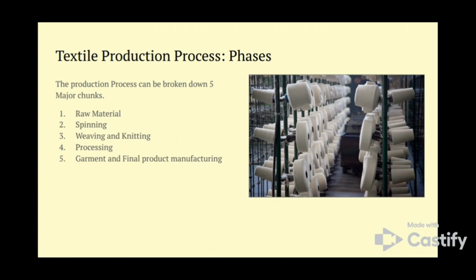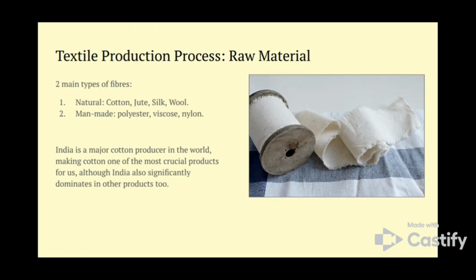First is raw material, then spinning, third is weaving and knitting, after which processing, and lastly garment and final product manufacturing. Starting with raw material, it can be natural or man-made. India is one of the largest producers of cotton, making it the most important natural fiber used in Indian textiles. Other than natural fibers such as jute, silk and wool, India has a strong man-made fiber industry too, producing materials like polyester, viscose and nylon. The wide availability of raw materials is a major advantage for India as it supports large-scale and continuous textile production.